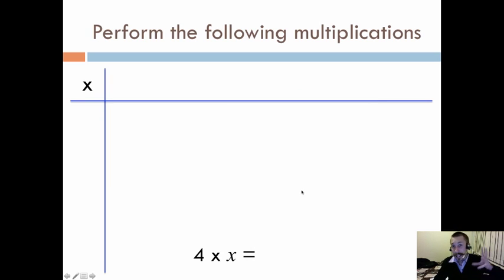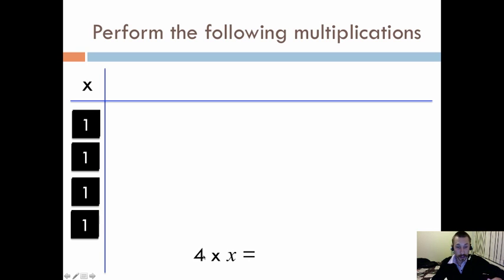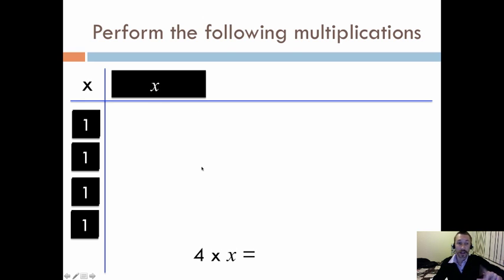Now this is where it gets a little bit more interesting, because I've got my question here that says 4 times x. Now what I want you to do is we're going to put in the 4 units up here, because that's where the 4 goes, the 4 units, 1, 2, 3, 4. And what we have here is an x. Now you're going to get an x and lay it out like that, like so.